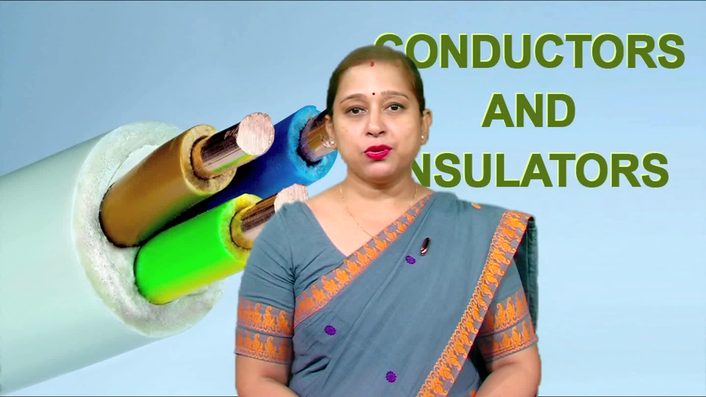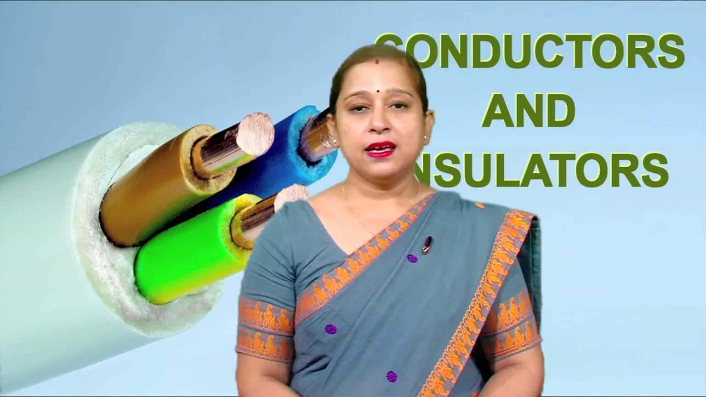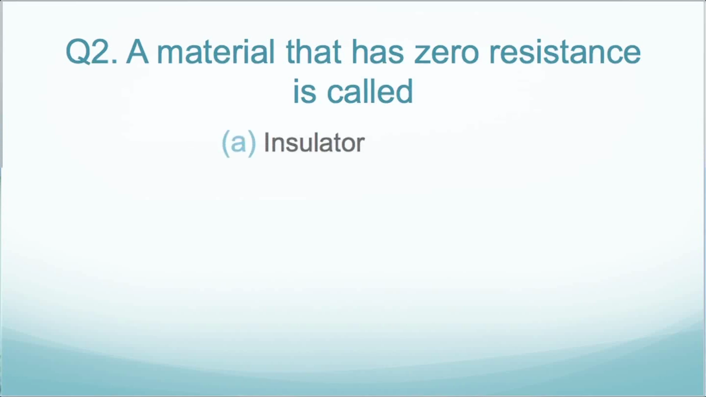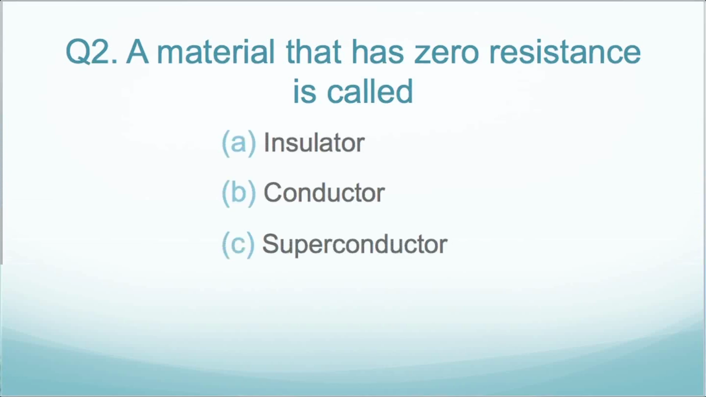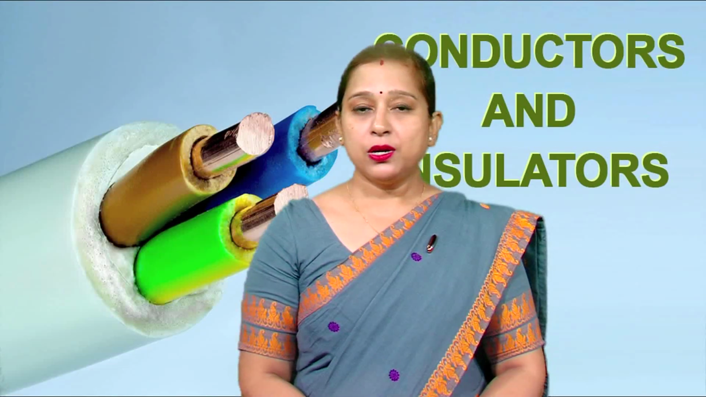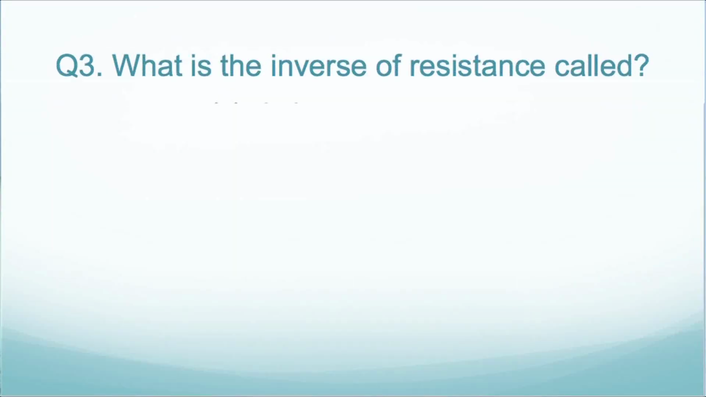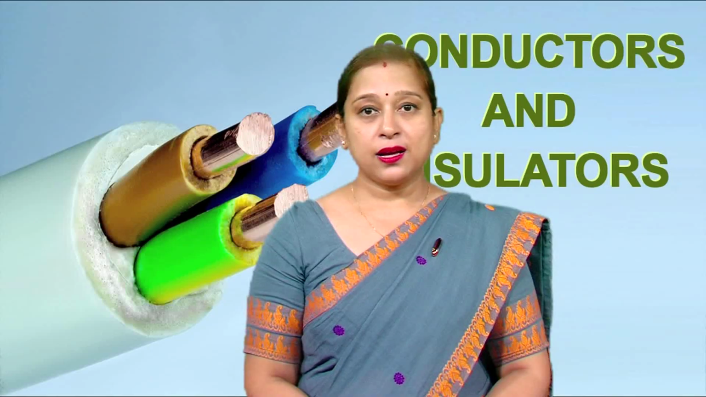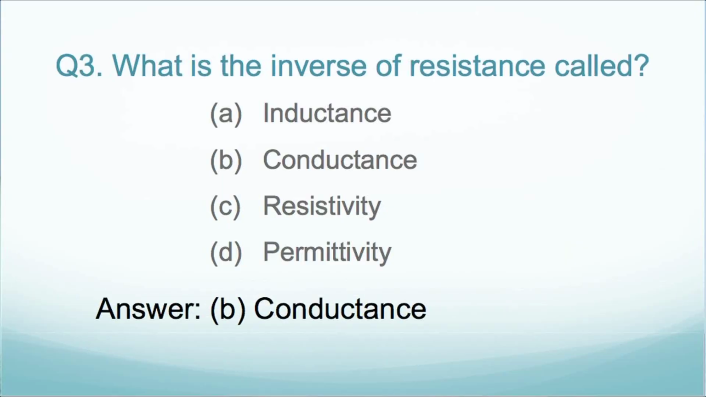Next we'll move to the second question. A material that has zero resistance is called: insulator, conductor, superconductor or semiconductor. So the answer is, it is a superconductor. Our third question is, what is the inverse of resistance called? The options are inductance, conductance, resistivity or permittivity. So the answer is conductance.